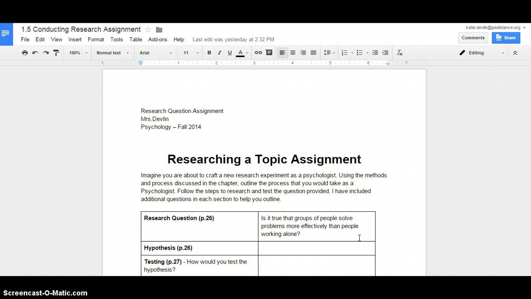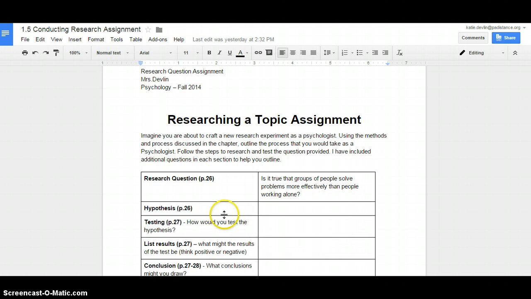To find out more information on the research question, go to page 26. If you look at the next step, you need to form a hypothesis about this, which means you are going to make a decision about whether or not you think this is true. Look on page 26 for more information about the hypothesis. Please always write your hypothesis in a complete sentence as well.